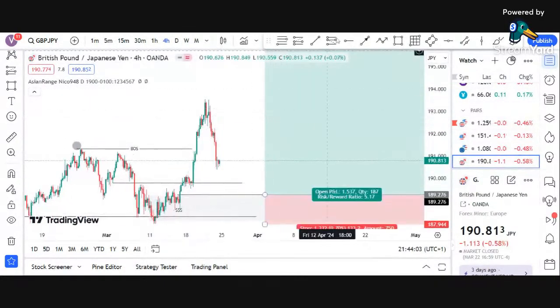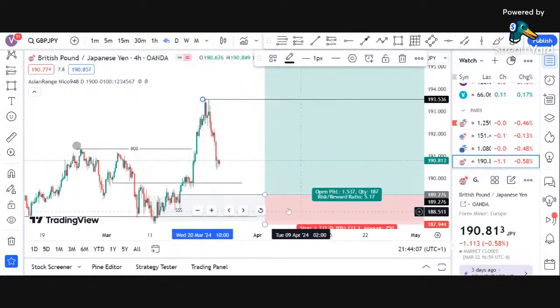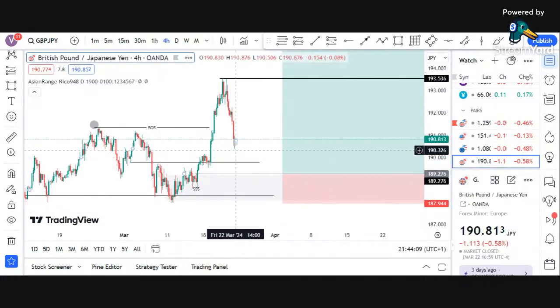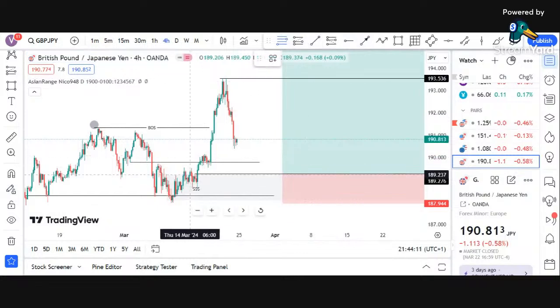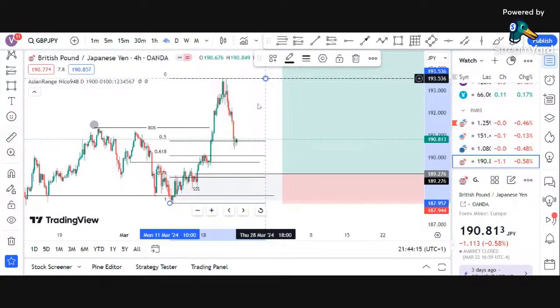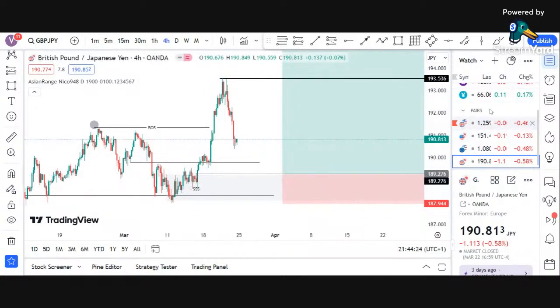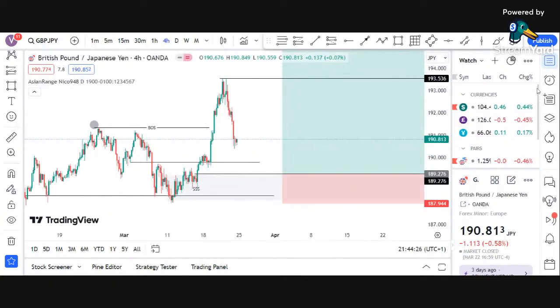So this is what I'm expecting for GJ. Relatively, price should do this thing. Currently price is already in the discount level where we can be looking for buys. So we should patiently wait for price to come into that level and we should see a buy to the upside. I hope this helps you.